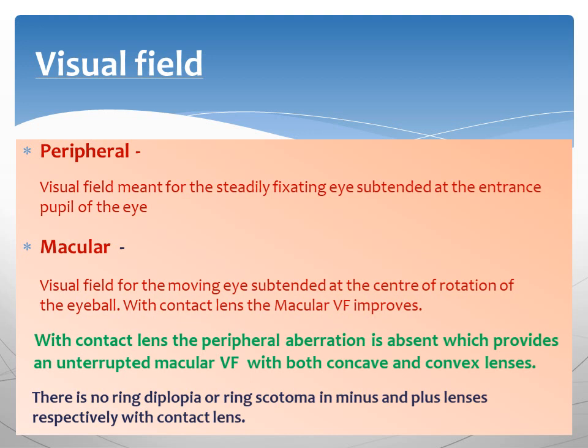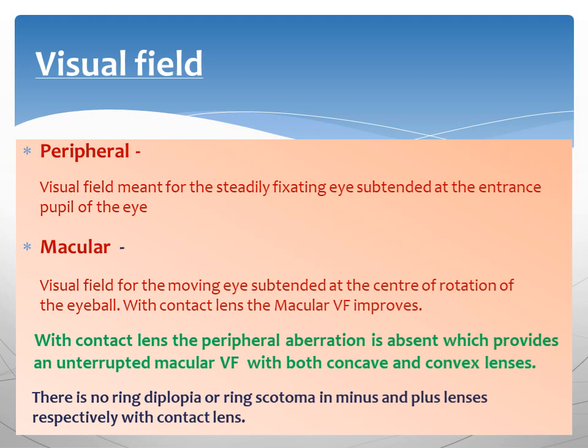vision, which is same with both the spectacle lens as well as with the contact lens, because with spectacle lens or with contact lens, we are not moving our eyes or our neck. We are just fixating at a particular object. That time, whatever we have at our periphery, whatever things we can perceive in our peripheral field, that constitutes the peripheral field of vision, which is remaining unchanged with contact lens also.